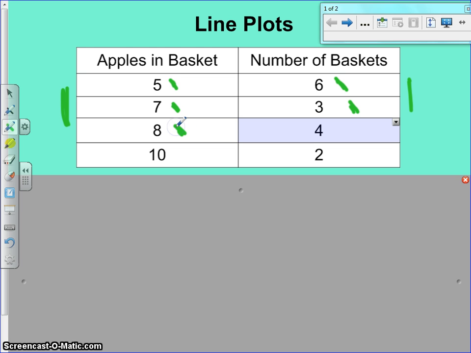We have 8 apples in a basket, and we have 4 baskets that have 8 apples. Then we have 10 apples in a basket, and we have 2 baskets that contain 10 apples in each basket. Okay? So this tells us how many apples are in a basket on this side. This tells us on this side how many baskets we have of those different size baskets. And what we can do with this data is we can create a line plot. And that line plot would look something like this below.